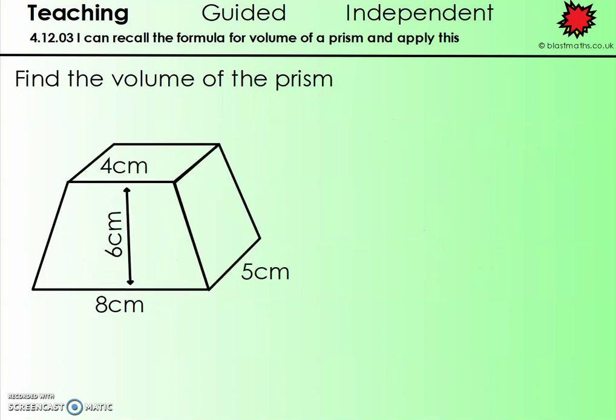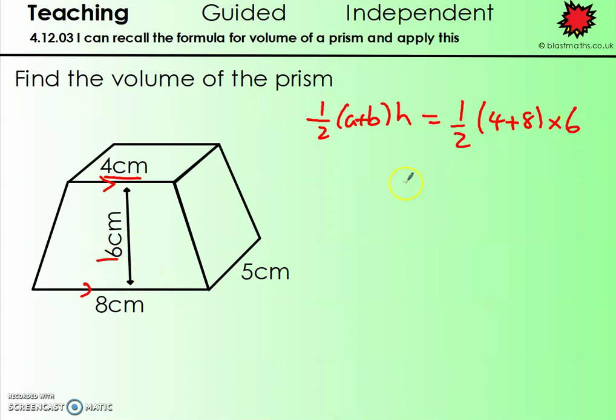Got another teaching one here. This time it's a trapezoidal prism. So we need to recall the half a plus b times by h, which is the area of a trapezium. So I'm going to put in the values that I know. It's my two parallel sides added together. So I've got my 4 here. So that's the parallel side at the top and the bottom. And my 8. And then I'm times it by the height, which is 6.